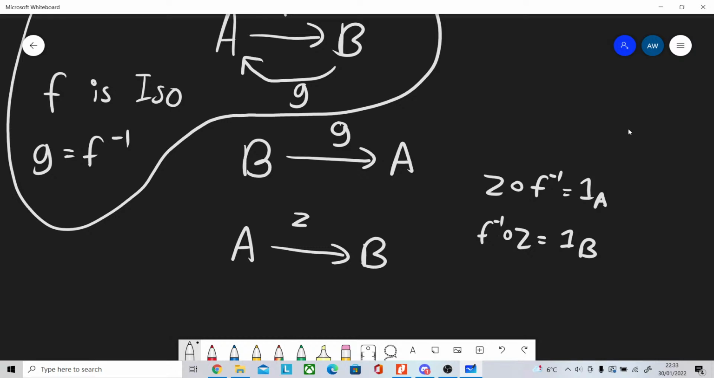Alright. Now we need to find a mapping from A to B that satisfies these properties. And it's pretty easy. It's just Z is equal to F. Right, they're asking us, if there is a mapping from A to B that satisfies these properties, then you're good to go. This function G is an isomorphism.